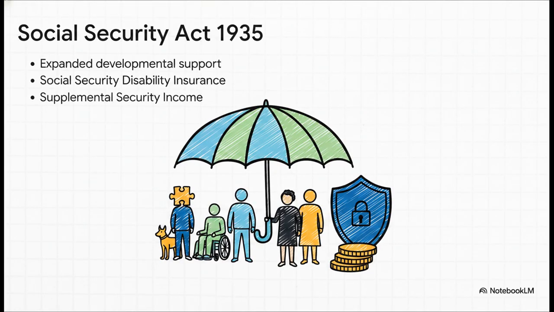Moving on to 1935, we hit the Social Security Act. This expanded those initial services into some truly monumental federal programs: Social Security Disability Insurance, or SSDI, and Supplemental Security Income, SSI. Now, these provide vital financial support. But just as importantly, this 1935 Act broadened the scope of who actually received services, formally including folks with intellectual and developmental conditions. For counselors today, understanding these systems is vital because clients still heavily rely on them to survive and often carry deep anxieties about their benefits.